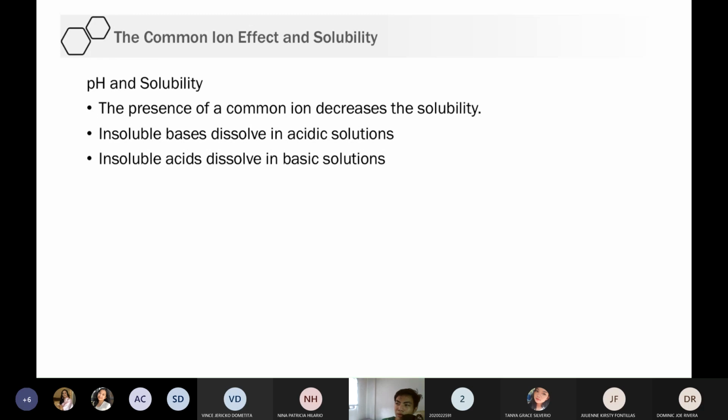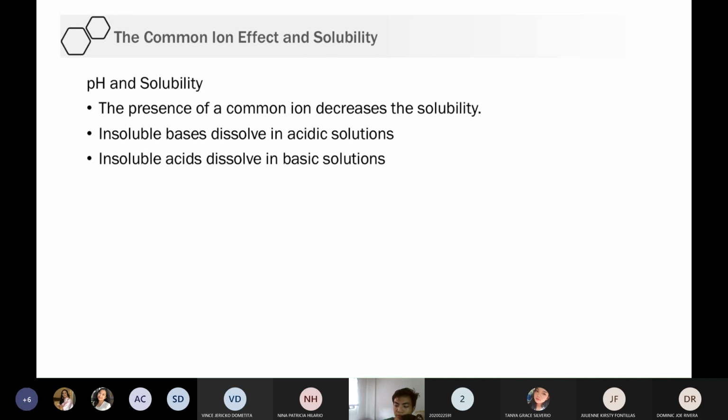Okay. Kapag meron naman tayong insoluble bases, mas magiging soluble daw sila in acidic solution. Okay? Mas magiging soluble ang bases kapag nasa acidic solution. And the counterpart is true for the acid. Yung insoluble acid, they will be more soluble in basic solution. Okay? So bakit? Ang sagot dyan ay common ion effect din.